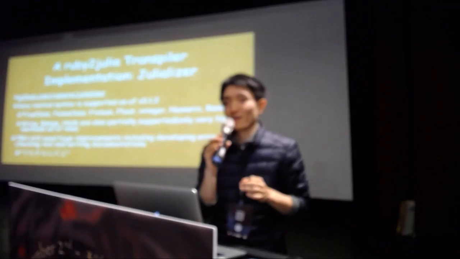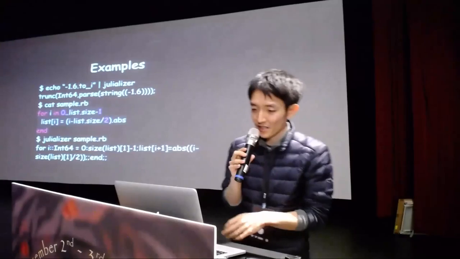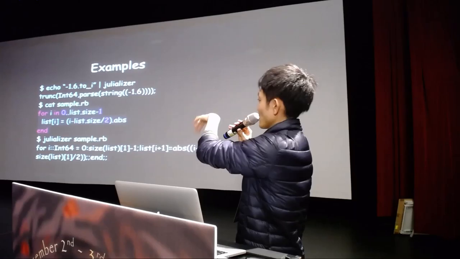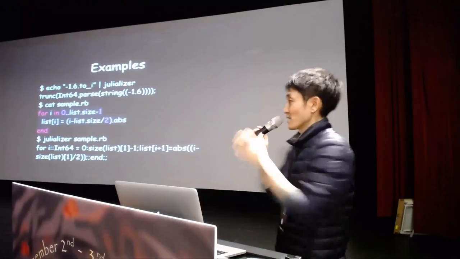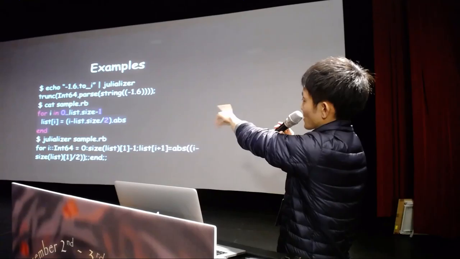An example is like this. The first is converting the value -1.6 to an integer. In Ruby it's like that, and if I pass that to the Julia writer, Julia writer is the command line name, then the Julia program can be converted and shown, right? And the for loop can also be converted.